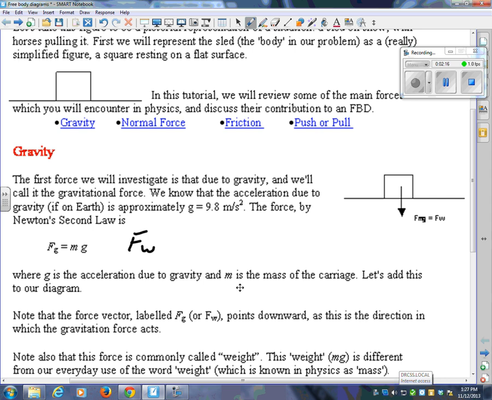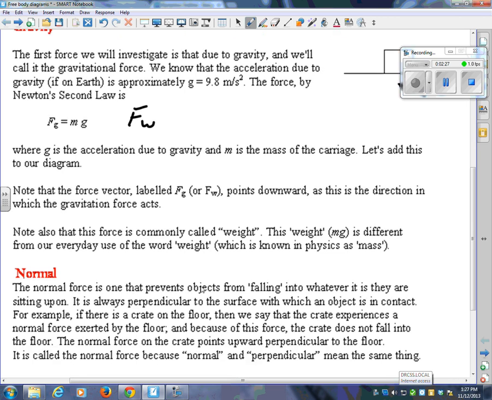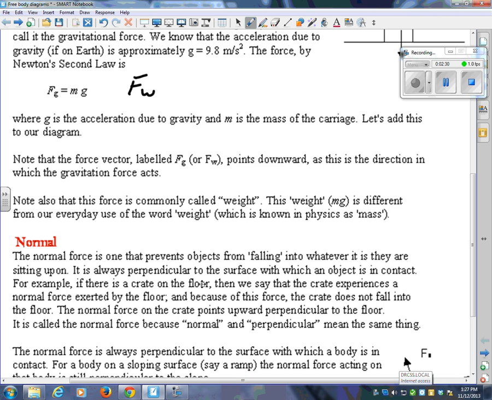Note that the force vector labeled Fg or Fw points downward, as this is the direction in which the gravitational force acts. Note that this force is also commonly called weight. The weight mg is different from our everyday use of the word weight, which is known in physics as mass. When someone says, how much do you weigh? And you answer in pounds, you are actually giving a weight, because pounds is a unit of force. So when you say you weigh 150 pounds, it's really 150 pounds of force, okay? If you give your weight in kilograms, then it's actually a mass, although people commonly convert between the two, and it's really not technically correct. Only Sheldon Cooper's going to get too upset.